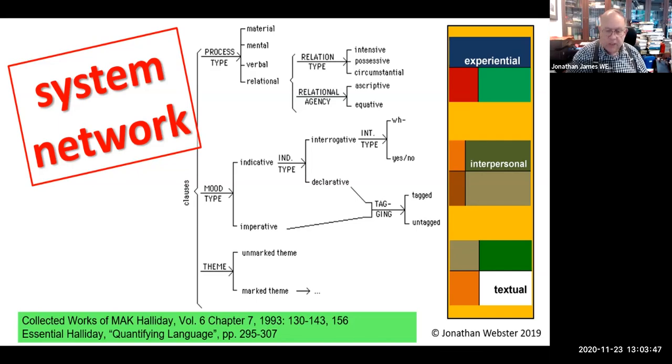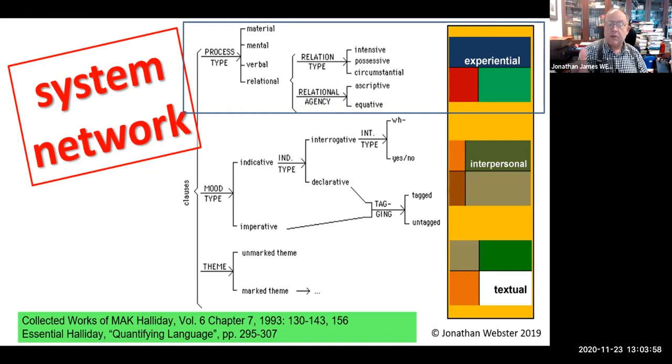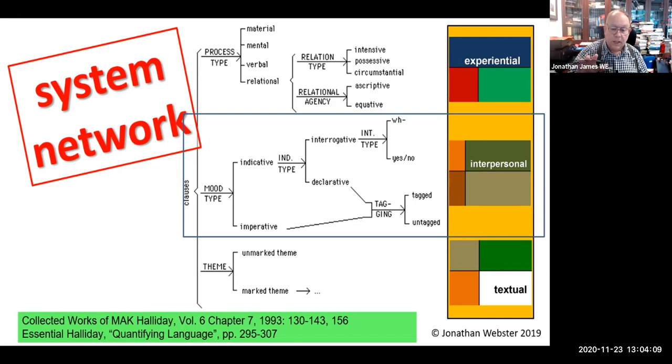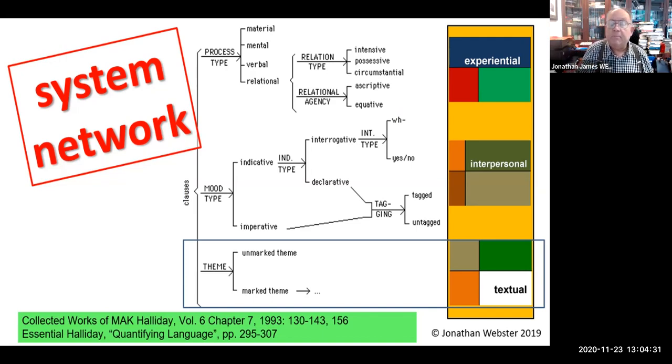But let's just take this simple illustration to identify what we're talking about. What we're saying is that a clause is made up of choices related to experiential meaning. This would be related to the process, the type of process: material, mental, verbal, relational, and so on. At the same time, a clause is also related to choices of mood type, whether it's going to be indicative, which would be interrogative or declarative, a question or a statement, or imperative. That would be related to interpersonal meaning. And textual: whether the theme is an unmarked theme. What's an unmarked theme? What's typically in a declarative, what is theme? It's the grammatical subject.